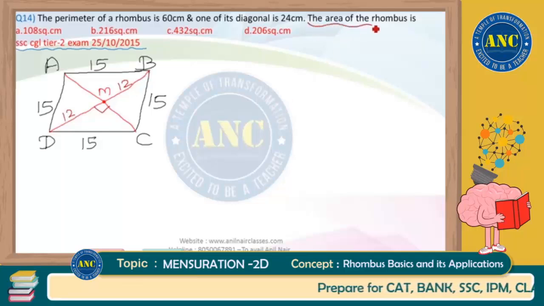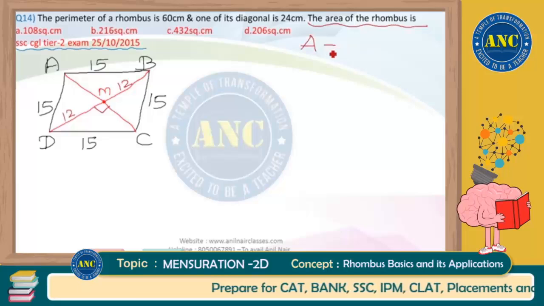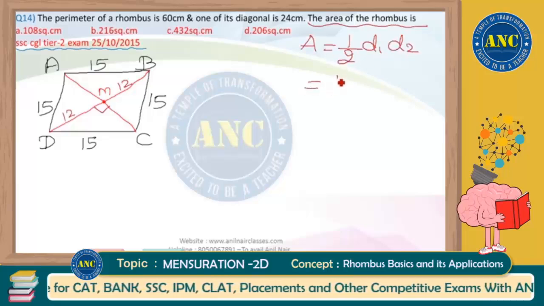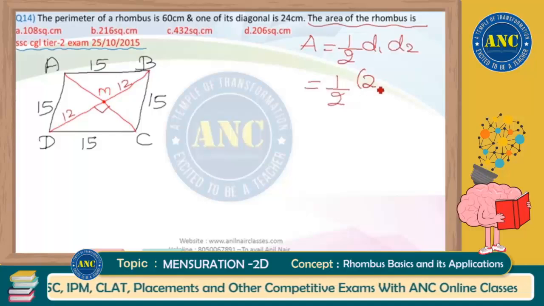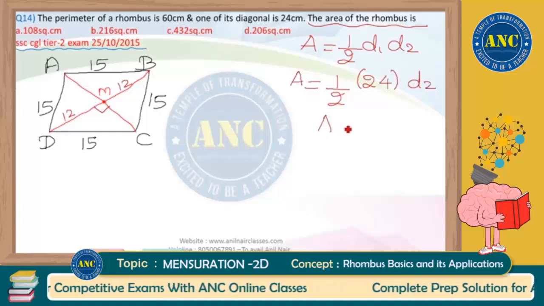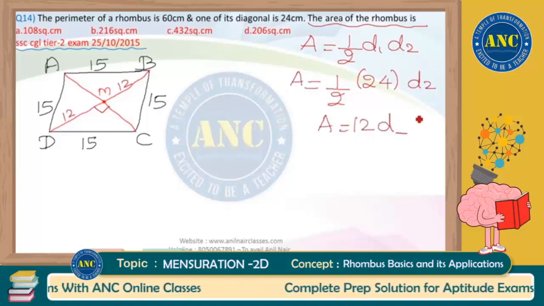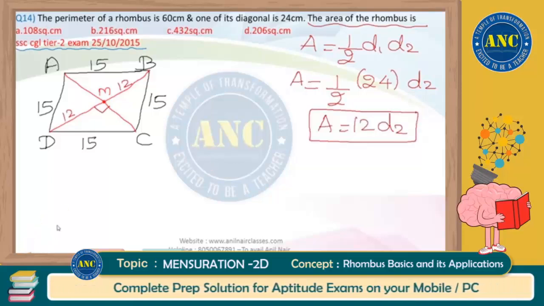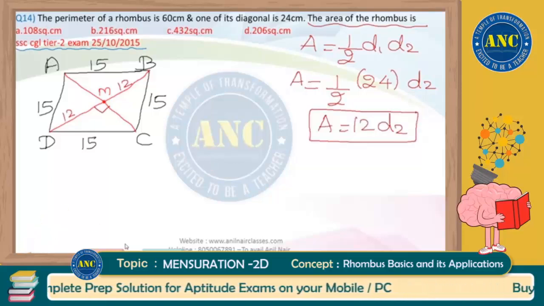Now find the area of the rhombus. The area of the rhombus is half into D1 into D2. Half into one of the diagonals, which is 24. The other diagonal I don't know. That means the area is 12 D2. If I know the D2 value, I will know my area value. Simple. Now let us find the second diagonal value.